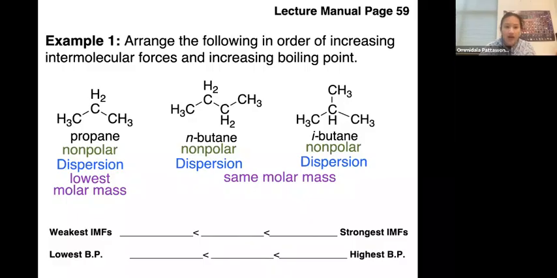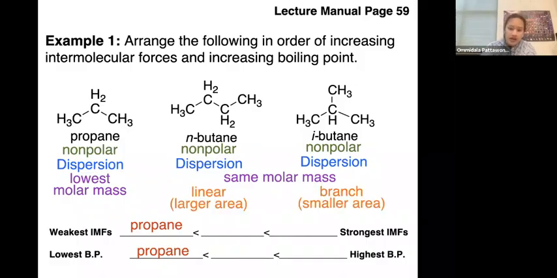So in this case, what I know for sure is that the lowest molar mass, which is propane, would have the weakest IMF, so the weakest strength of dispersion. And therefore, it's going to have the lowest boiling point as well. Now, if you're looking at N-butane and I-butane, you see that they both have the same molar mass. Therefore, I cannot use molar mass to compare the strength of dispersion between those two. The next thing I'm going to look at is the shape of the molecule.